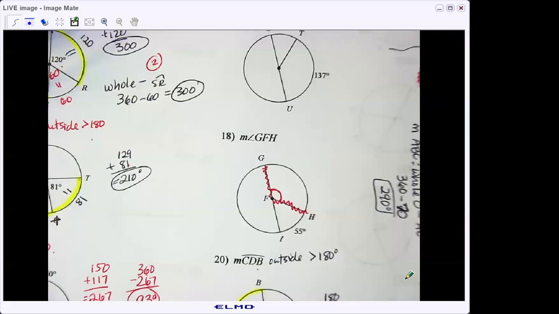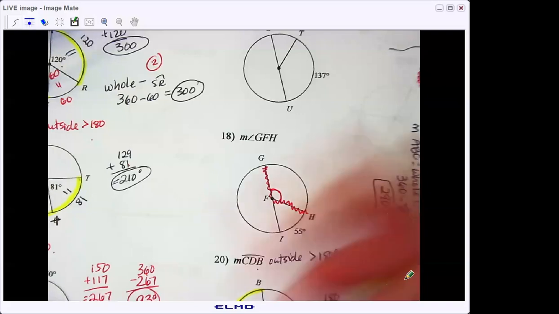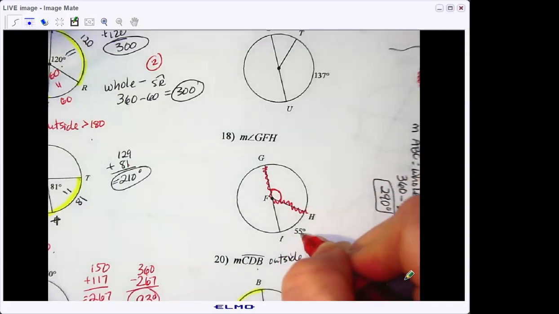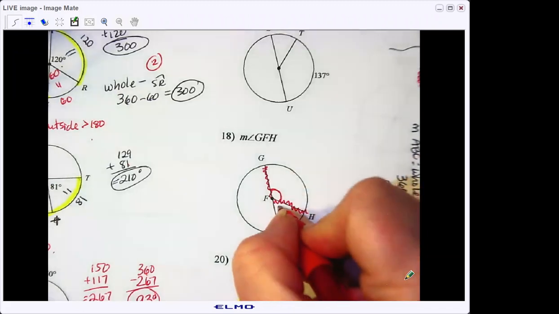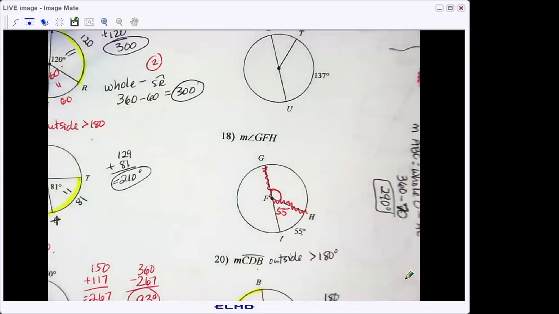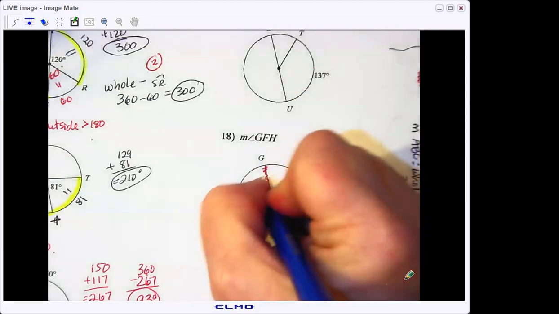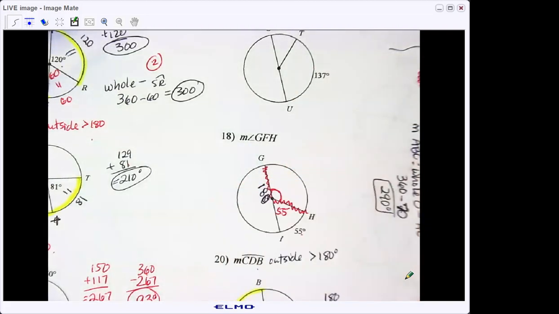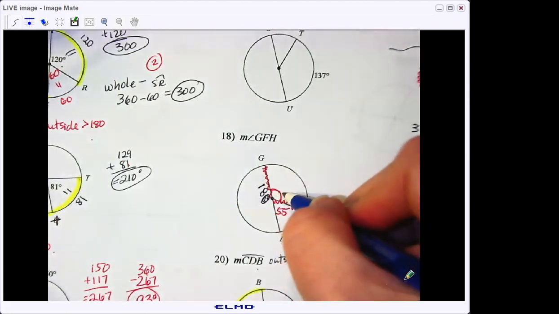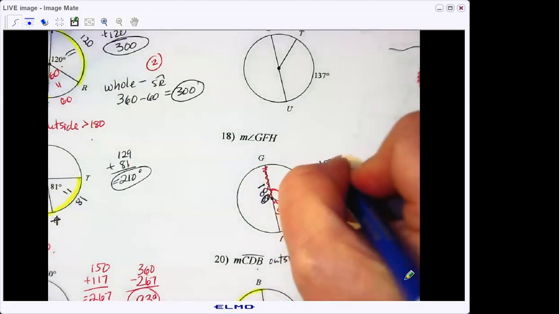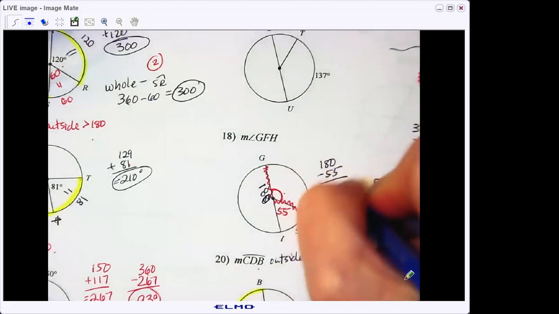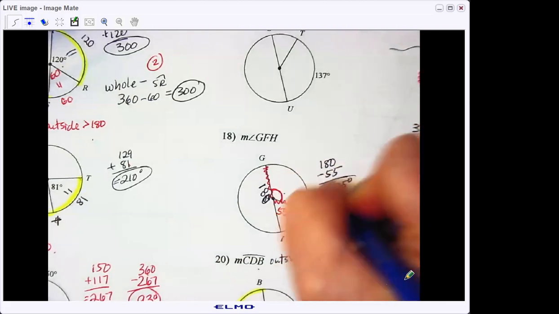Nice. Okay. So we can convert this arc to an angle, central angle. It's 55. We know that this is a straight angle of 180. And I need this part here. So I simply go 180 minus 55, and I get 125, and you're done.